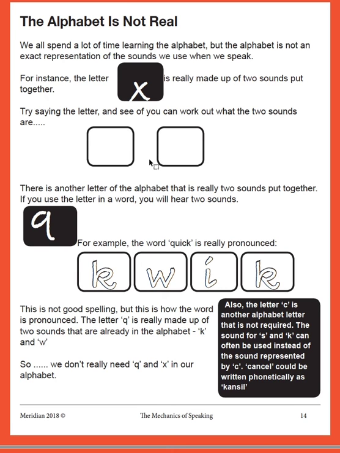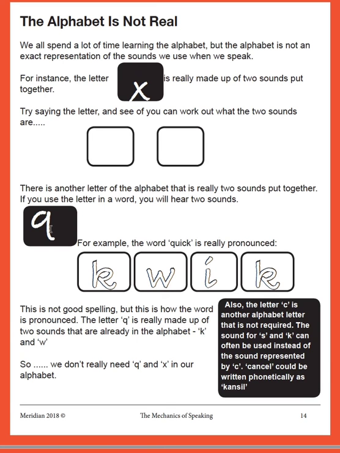It's interesting to notice that there's a lot of letters in the alphabet that we don't need. For instance, the letter X is a combination of two sounds, K and S. So if we've already got the letter K and the S in the alphabet, we don't really need X. You think of any word that's got X in it, then you could substitute the letters K and S with it, and we just don't need the letter X.